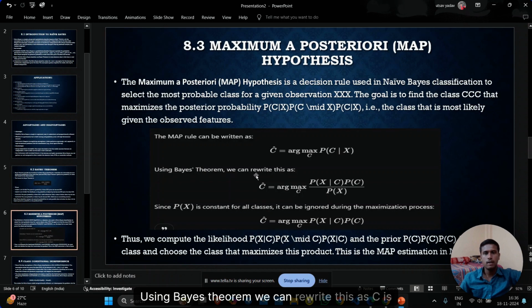Using Bayes theorem, we can rewrite this as C equals argmax P(X|C) times P(C) upon P(X). Since P(X) is constant for all classes, it can be ignored during the maximization process. So C equals argmax P(X|C) times P(C). Thus, we compute the likelihood P(X|C) and the prior probability P(C) for each class, and choose the class that maximizes this product. This is the MAP estimation in naive Bayes.